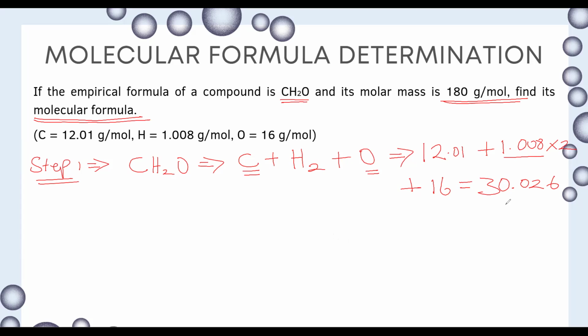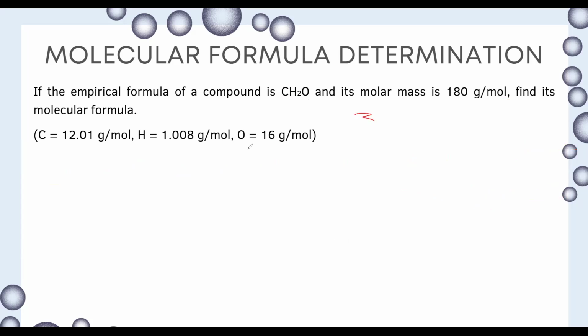Yes, did you get this answer? 30.026. Somebody confirm for me. Yes, sir. All right, beautiful. Correct. So step number 1 now, we have gotten it: the empirical formula mass is 30.026. Let's keep that one aside.